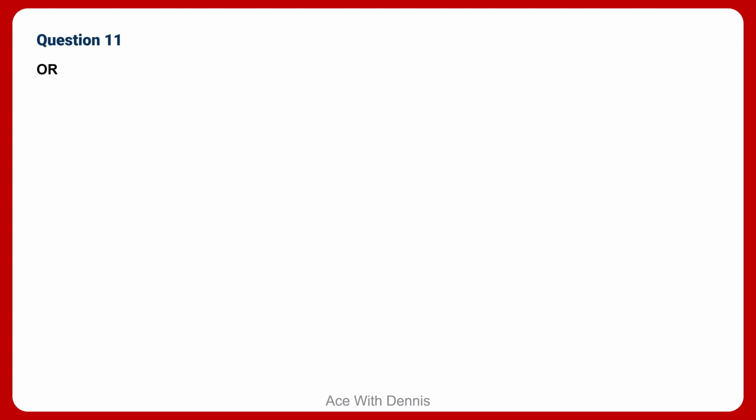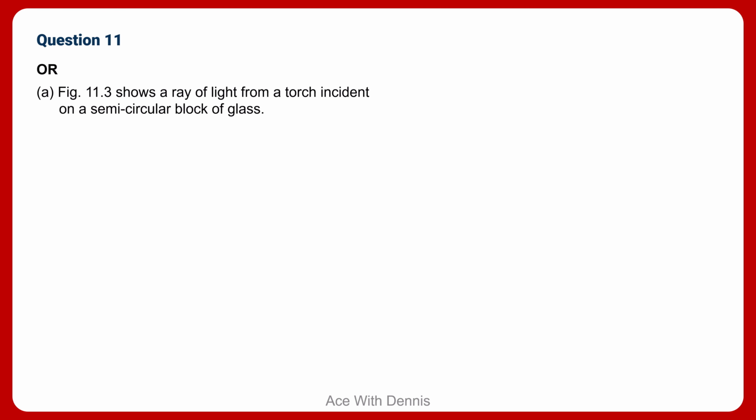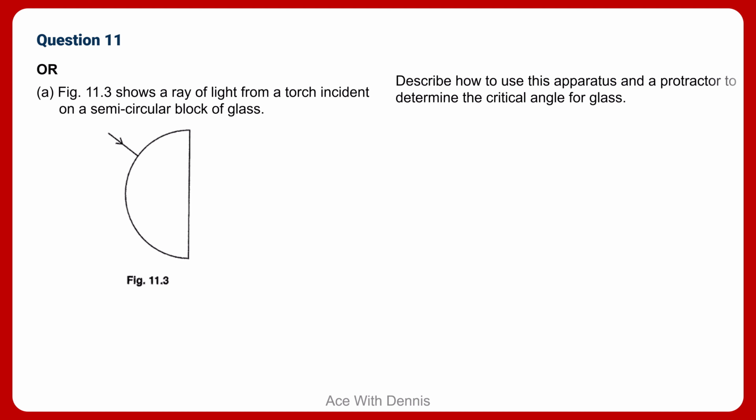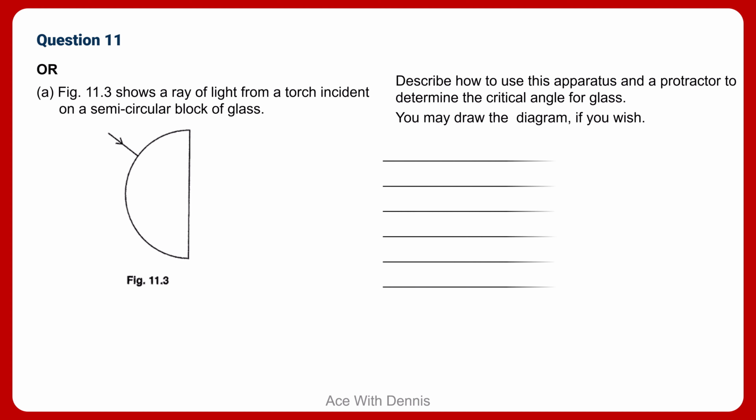Question 11, part A. Figure 11.3 shows a ray of light from a torch incident on a semicircular block of glass. Describe how to use this apparatus and a protractor to determine the critical angle for glass. You may draw the diagram if you wish.